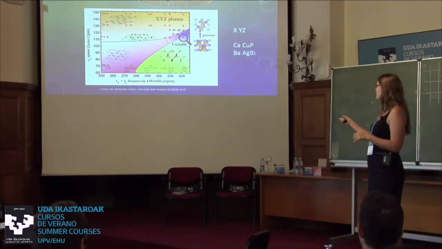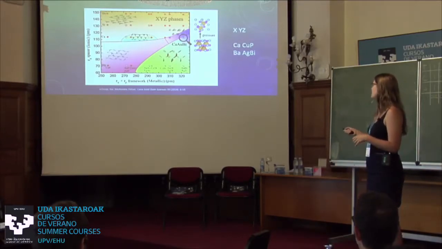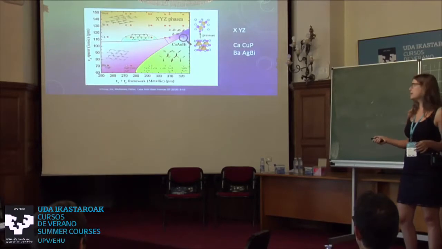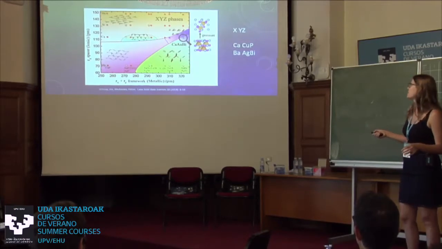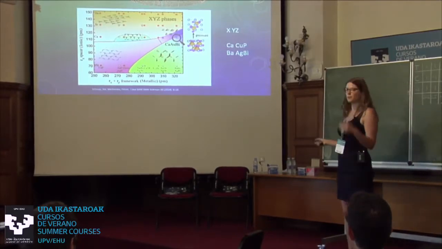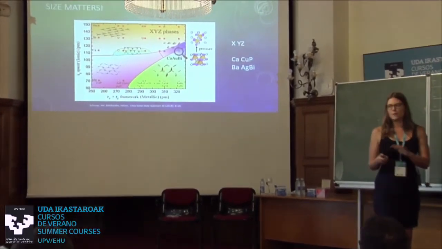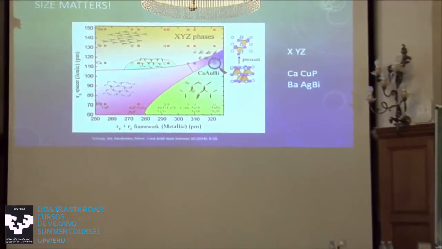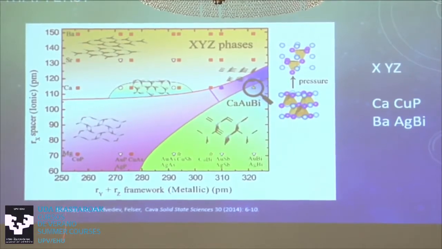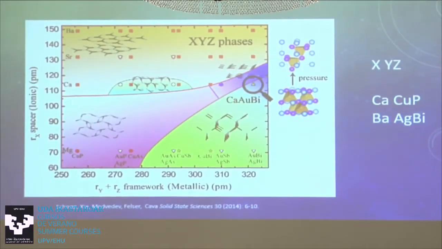So this is this typical structural map you can have in solid-state chemistry where you plot the radii, so the size of the atoms in your crystal structure on one axis and also the size of other atoms on the other axis. So this is a map for XYZ phases, so 1-to-1-to-1 phases again. All of them have 18 electrons, so all of them are charge balanced. And we put the radii of the X atom here, so the X atom is barium, strontium, calcium, or magnesium, some kind of rare earth.